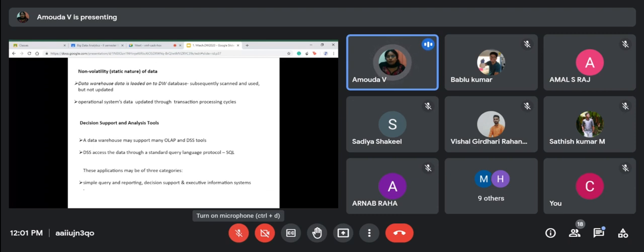And decision support and analysis tools also will be available. Typically they support OLAP and EIS tools. We can access the data warehouse through SQL also. You can make a simple query, reporting, decision support, executive intelligence. These are all the availability to access the data warehouse. Other than that, you cannot make a day-to-day operation query on that. It will have its own protocol actually.